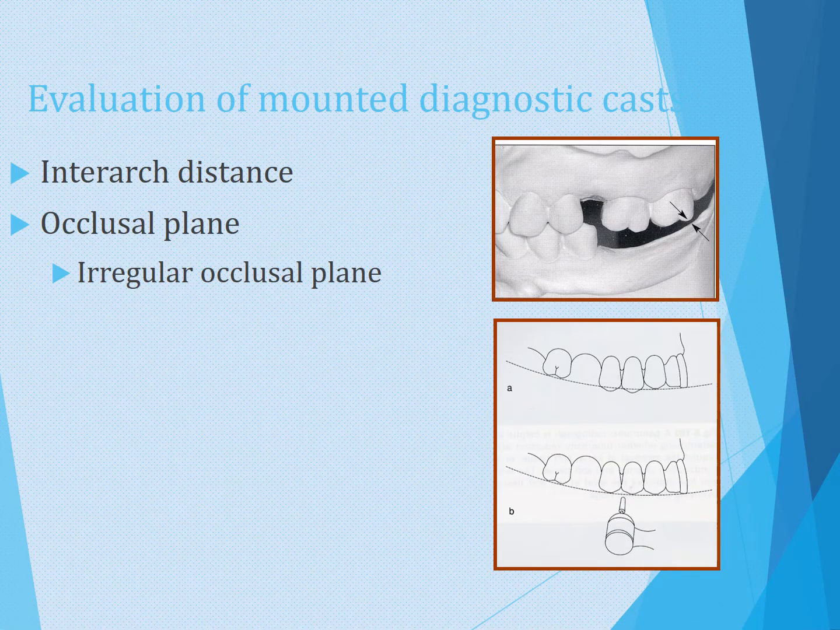So evaluation can also be done on a mounted diagnostic cast. Okay, so you can see whether the interarch space is less or not there. Okay, occlusal plane is there, not there, irregular occlusal planes. Okay, guys, everything needs to be evaluated properly, and then what are you supposed to do?